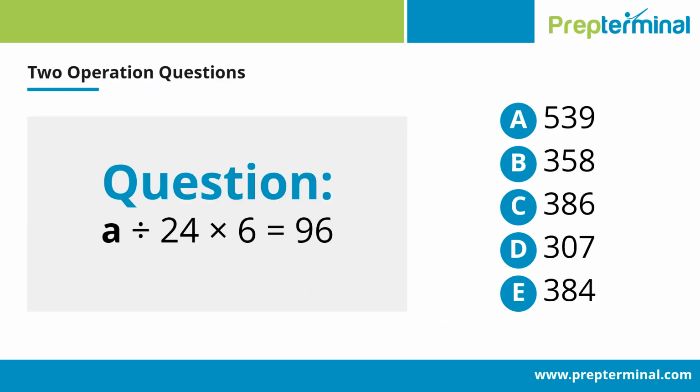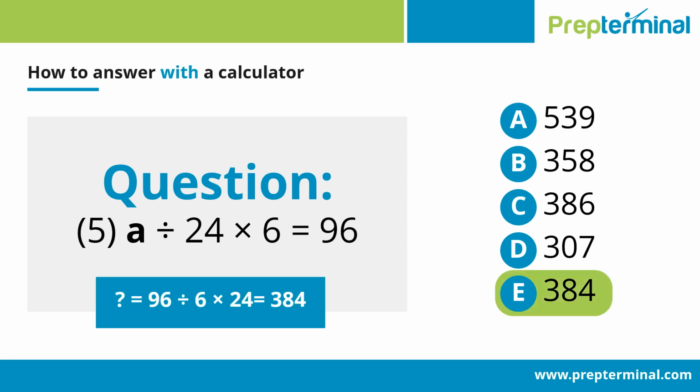Sometimes there are two operations. Question: what is A if A divided by 24 multiplied by 6 equals 96? To answer with a calculator, all we need to do is to apply inverse operations to get the answer. A equals 96 divided by 6 times 24 equals 384. Hence, the answer is E.